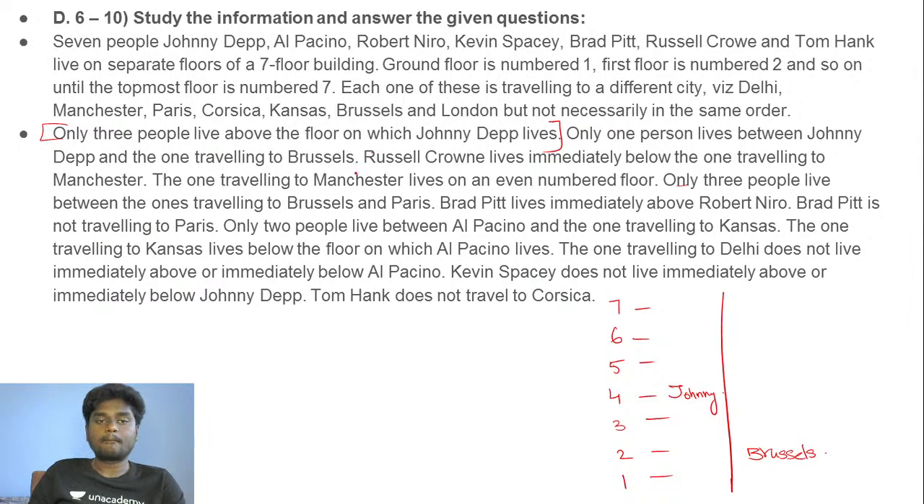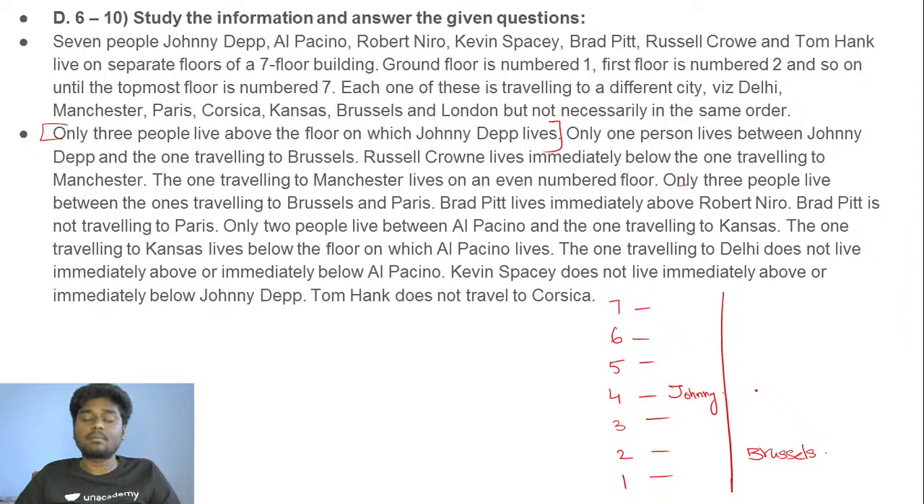Right. Next, Russell lives immediately below the one traveling to Manchester. So let me put that statement on hold for some time. And next, the one traveling to Manchester lives on an even numbered floor. So Manchester should be on an even numbered floor. The even numbered floors we have right now are 6 and also 4, because 2 is already filled with Brussels. Okay. Let me put that on hold for a while.